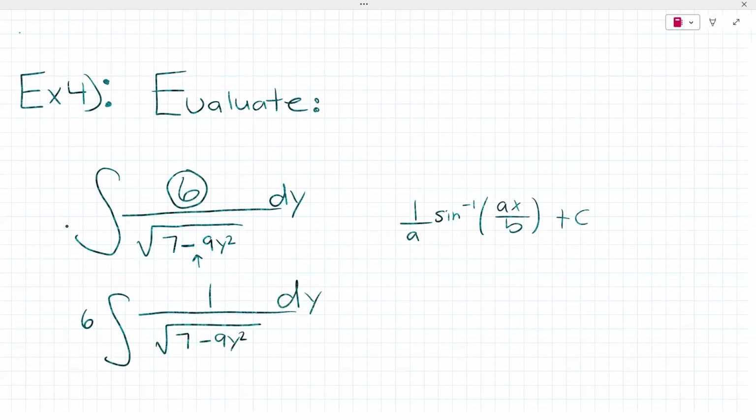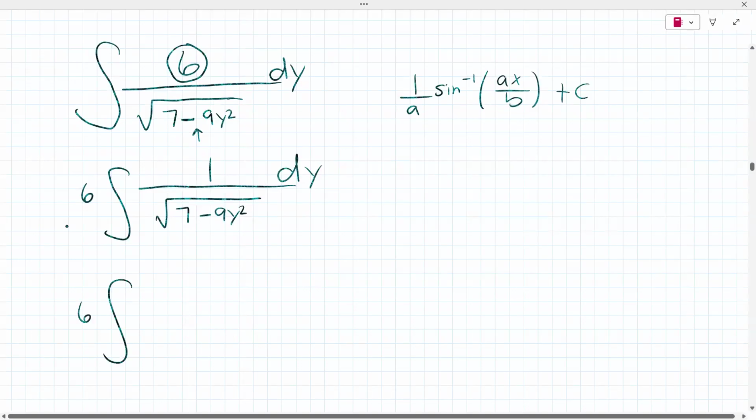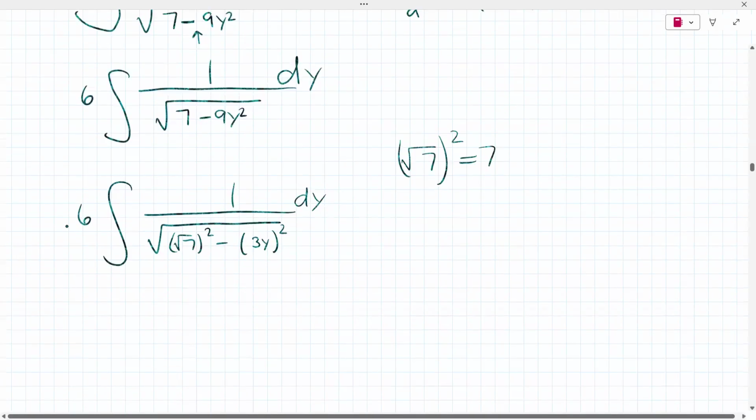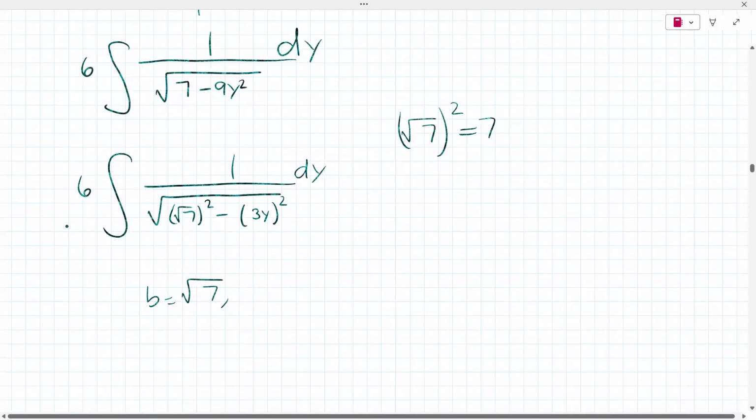So yes, 6, and then square root, and uh-oh, this one's a little bit trickier. What number when squared gives you 7? And what number, and this is easy, squared gives you 9y squared? It would be 3y. So what number squared gives you just regular 7? Well, I think that's radical 7, because radical 7 squared gives you 7, right? So that means our b is going to be square root of 7, and my a value is going to be 3.